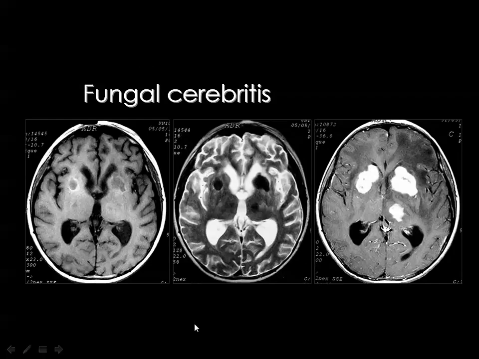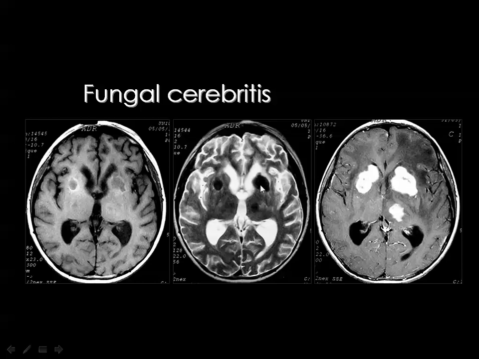But if you see some parenchymal lesions, and these parenchymal lesions are classically of low signal in the T2 weighted image. Look here, in this T1 weighted image, you see lesions of intermediate signal in the temporal lobes. In the T2 weighted image, you see jet black lesions. And after contrast enhancement, you get an extensive enhancement in this lesion.